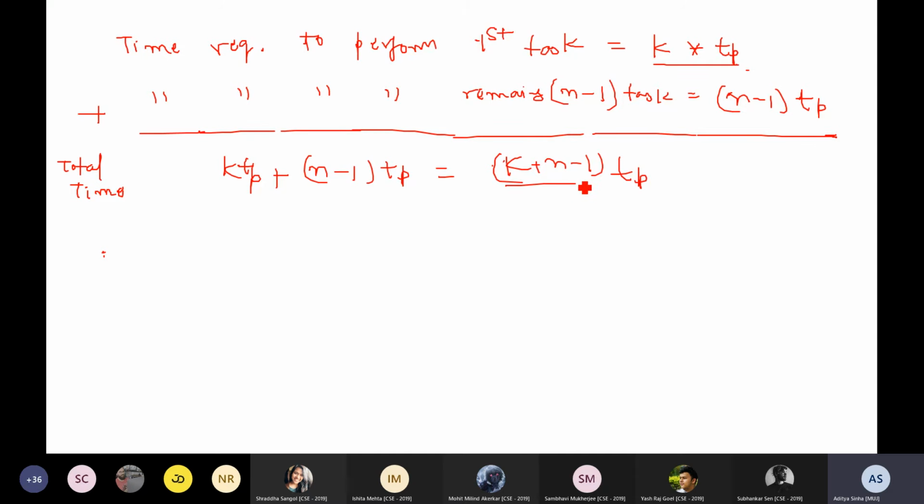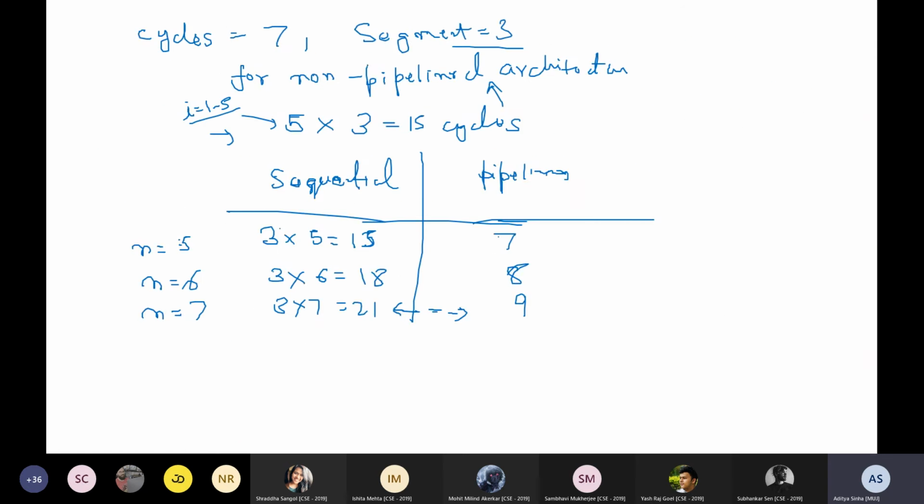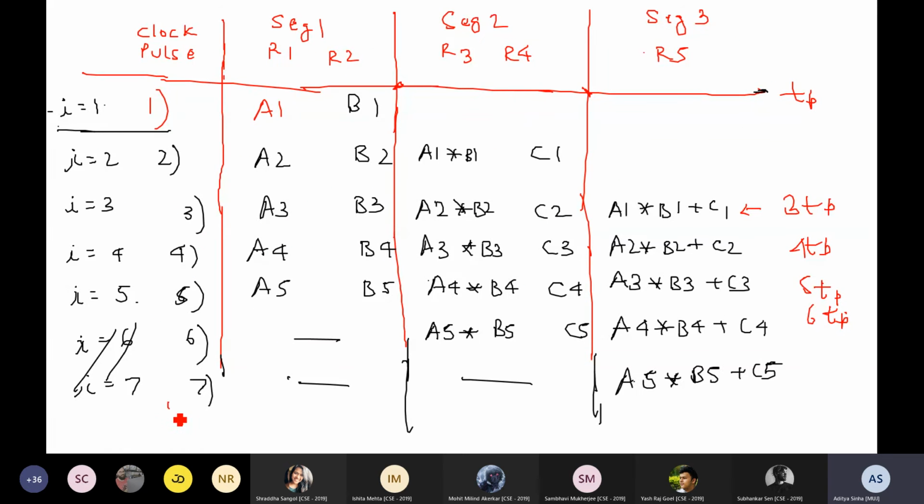We can actually verify this with the previous example. In the previous example, K की value कितनी थी? What was the K's value in the previous example? 3. 3. N की value कितनी थी? 5. Data कितना था? 1 to 5 था ना? Put it in this formula. What you get? 3 plus 5 minus 1 into some TP, which we are not mentioning. Let's not consider this. This will give us number of cycles. So this is how much? 7. इसमें 7 cycles हैं. There are 7 cycles in it.